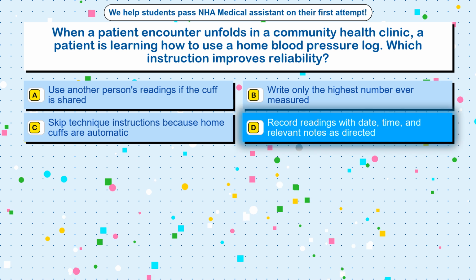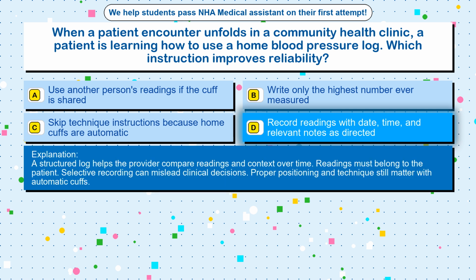The correct answer is option D. Record readings with date, time, and relevant notes as directed. A structured log helps the provider compare readings and context over time. Readings must belong to the patient. Selective recording can mislead clinical decisions. Proper positioning and technique still matter with automatic cuffs.